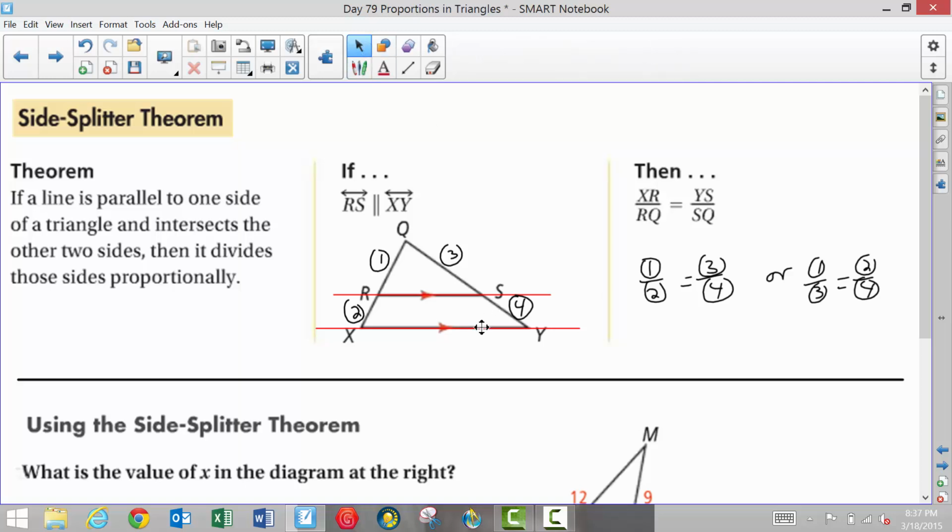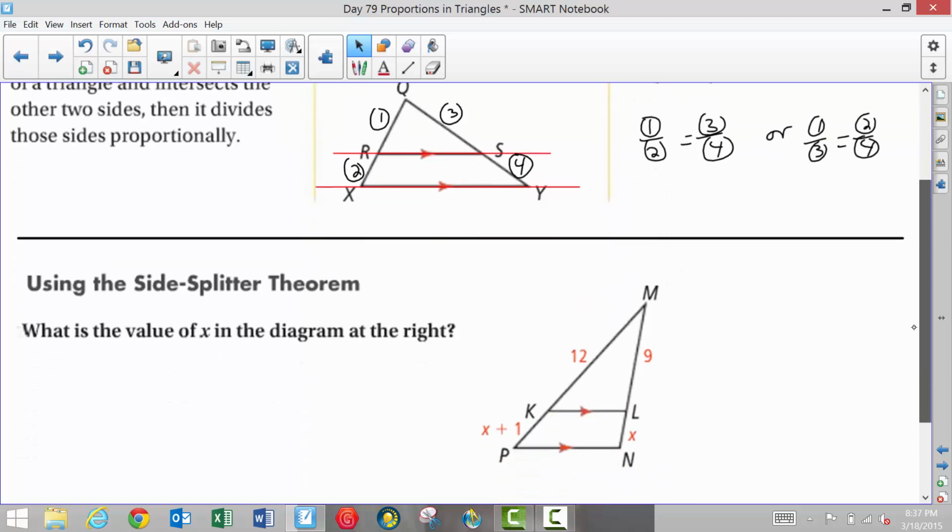And again, you have to have a line that's parallel to a side in a triangle. And this is for triangles only. It doesn't work for quadrilaterals or pentagons, octagons, and so forth. This is only for a triangle. So again, one more time. Side splitter theorem, you have a line or segment that's parallel to a side of a triangle. Then you're going to have proportional sides.